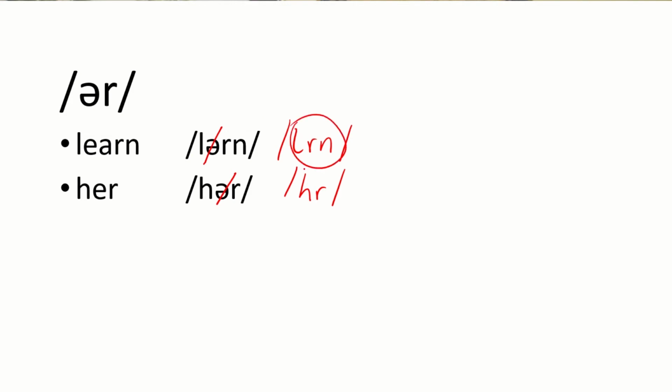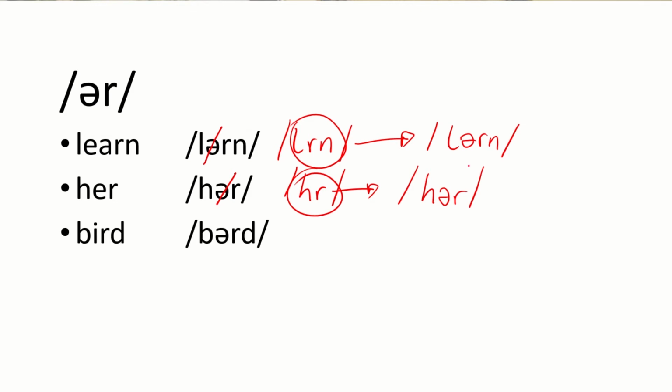However, this doesn't work, and this doesn't work, because you need a vowel when you're using that syllable. So you have one syllable, you need one vowel. What would be the vowel? So this naturally turns into her. And this would definitely turn into learn, because you're adding that vowel so that it makes sense when you read it. Another example of this would be bird.